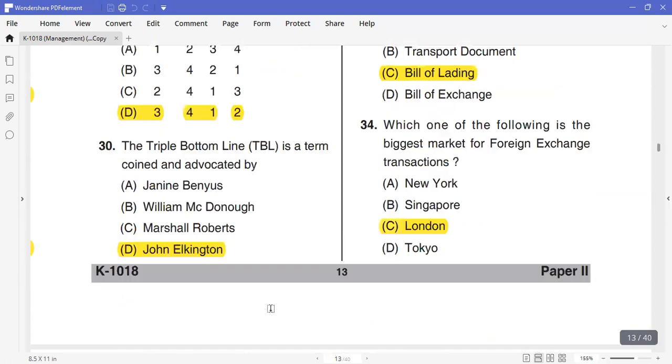So next we go to the 30th question. A triple bottom line, TBL, is a term coined and advocated by John Elkington. So he is the person who has given this particular word called TBL or triple bottom line.